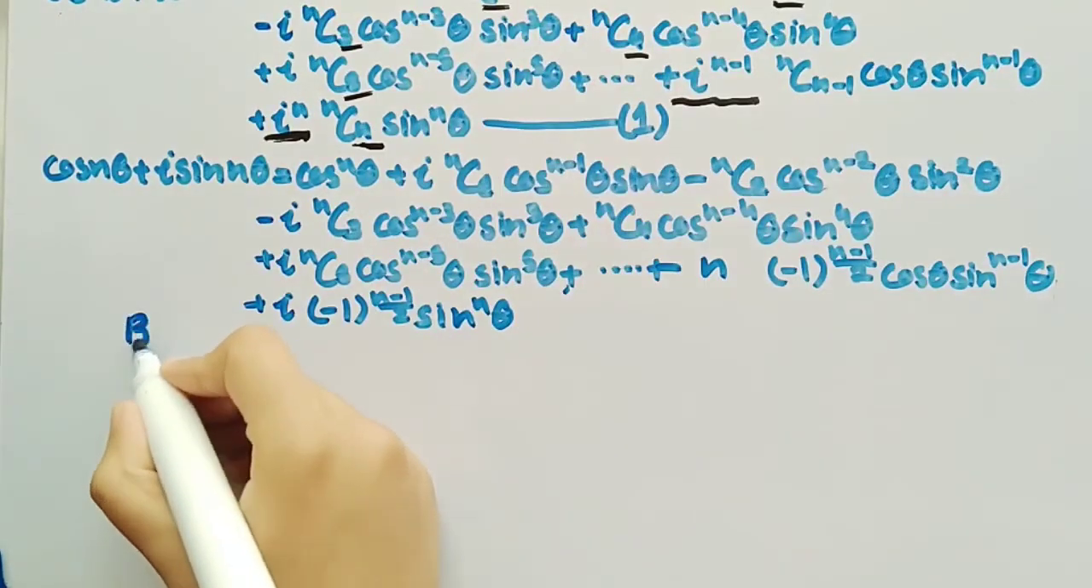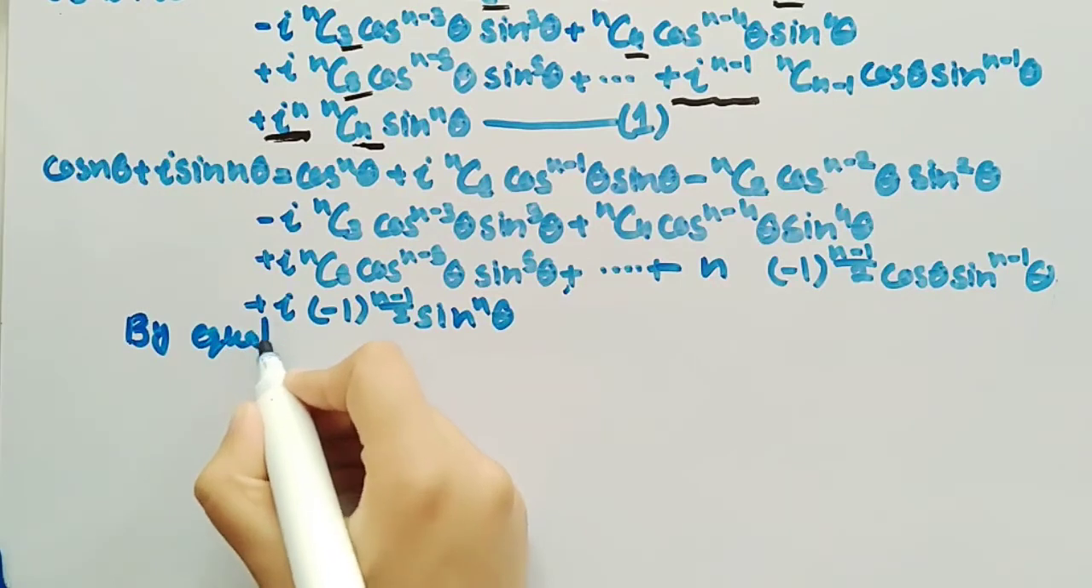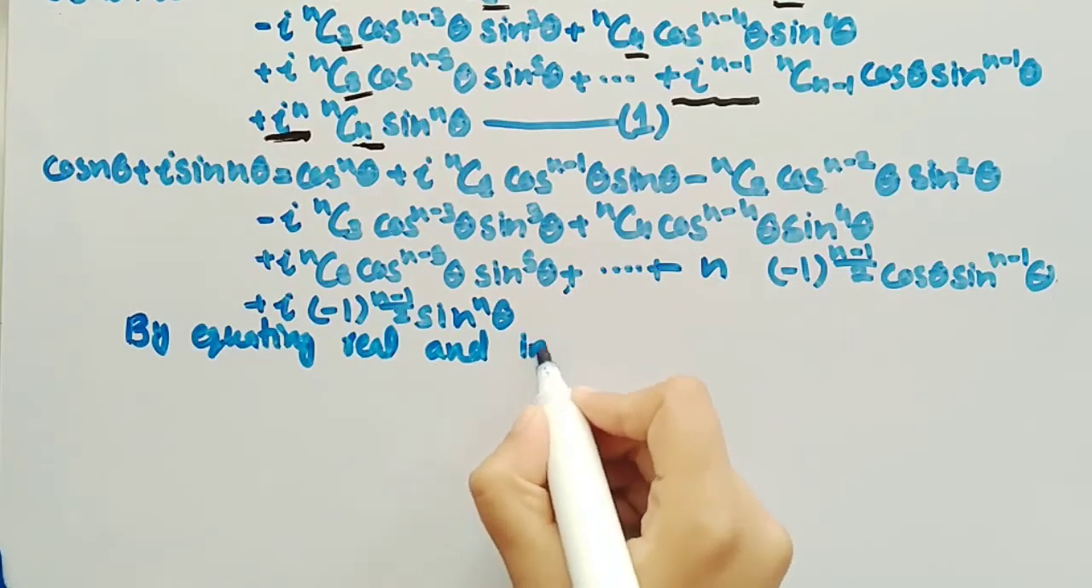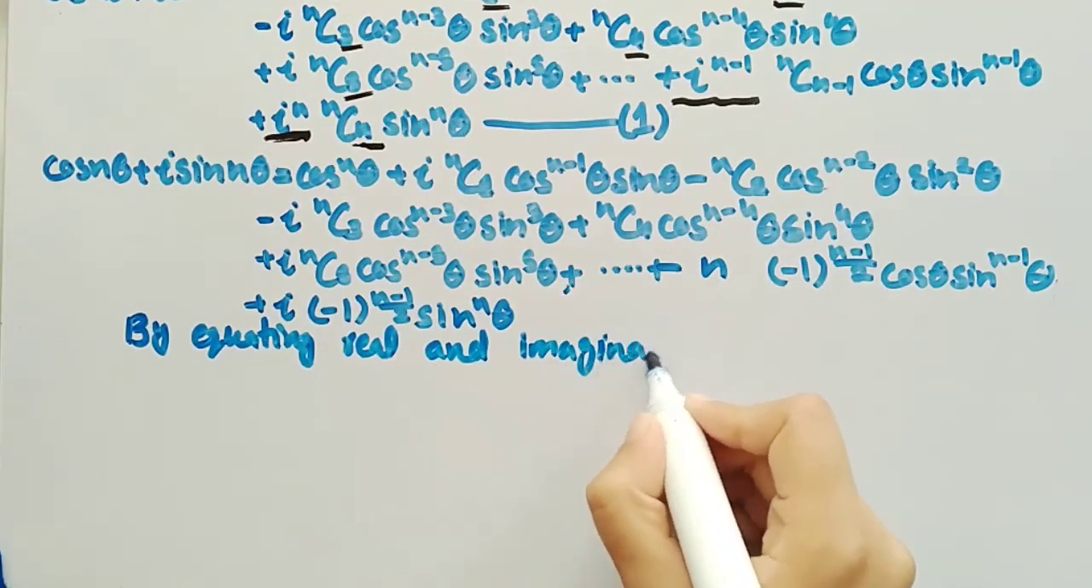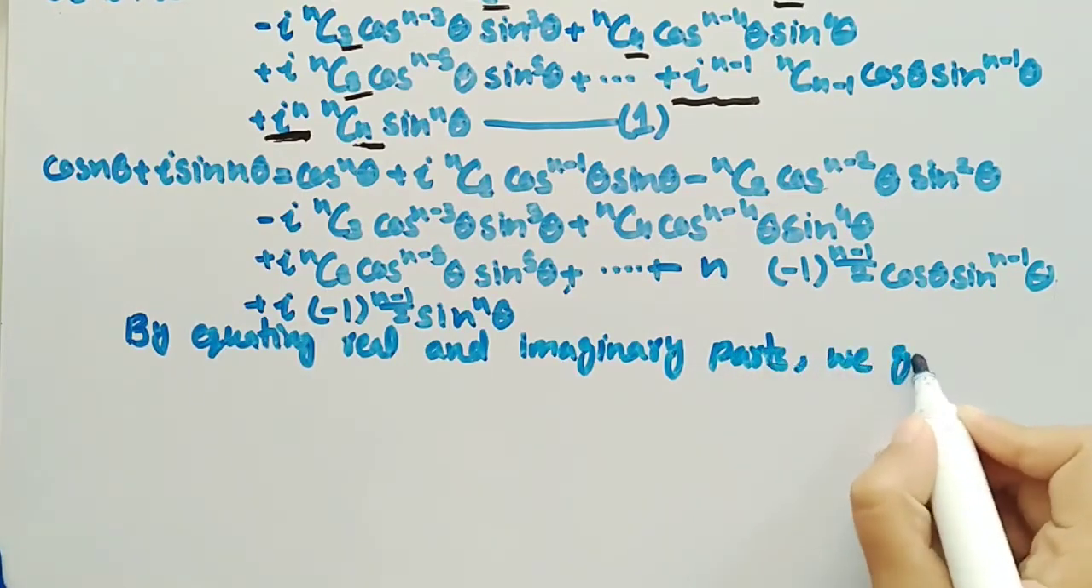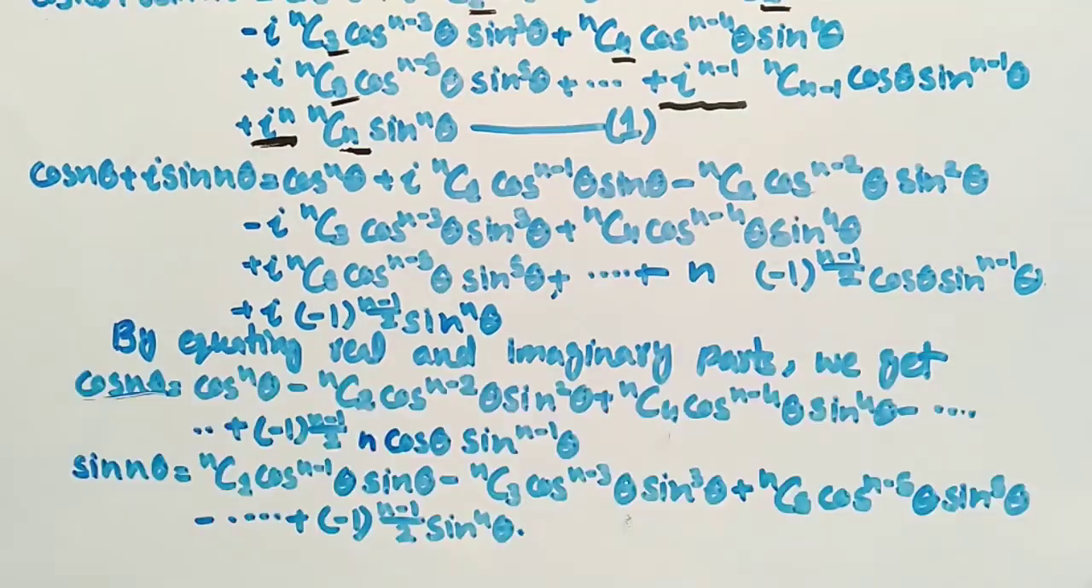Now by equating real and imaginary parts, we can use these two equations to express cos n theta and sin n theta as finite sums of powers of trigonometric functions of theta when n is an odd positive integer. So this was the first application of De Moivre's theorem.